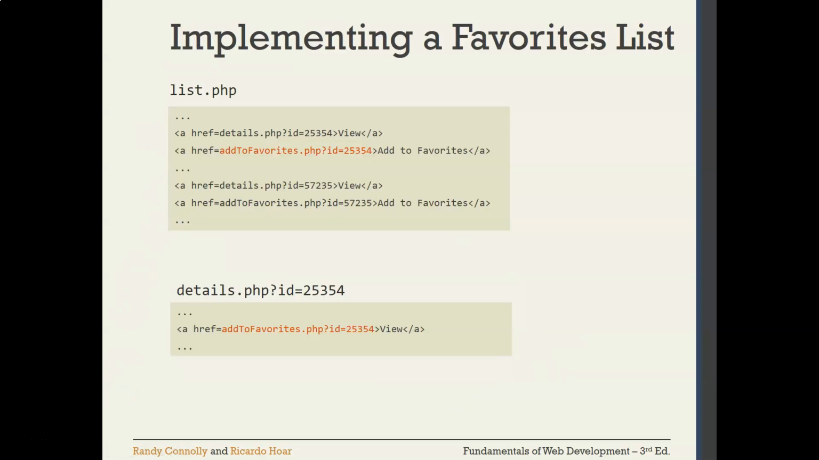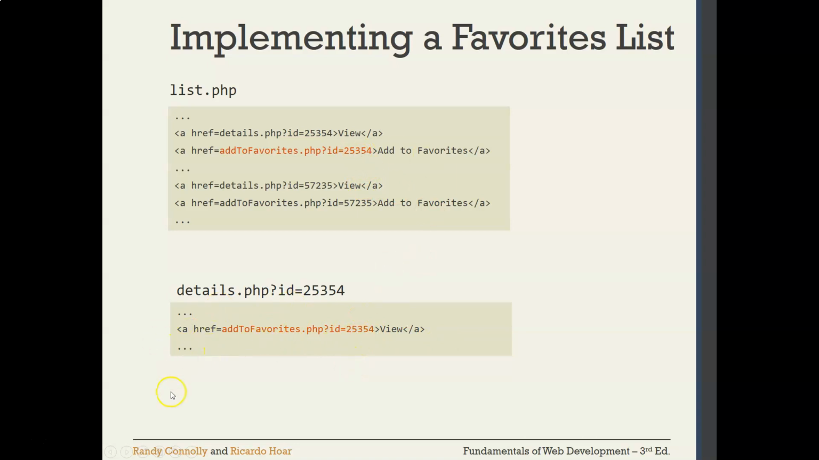All right, let's implement a little favorites list. Maybe we've got some file, let's call it list.php, which displays a list of movies or a list of products. Maybe we've got the ability to view that product or movie via the movie ID or product ID. Maybe we've also got an add to favorites, and we'll have to pass the product ID or movie ID. In a list of movies, different movies are going to have different IDs. Maybe in the details page, we've also got the ability to add a particular movie to our favorites list, and once again we're passing in the ID.